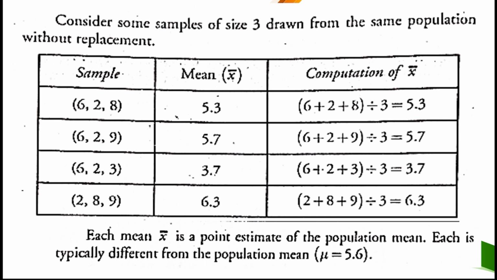Consider some samples of size 3 drawn from the same population without replacement. The samples are (6, 2, 8), (6, 2, 9), (6, 2, 3), and (2, 8, 9). So the means are 5.3, 5.7, 3.7, 6.3. The computation is given on the third column. Each mean is a point estimate of the population mean. Each is typically different from the population mean 5.6.